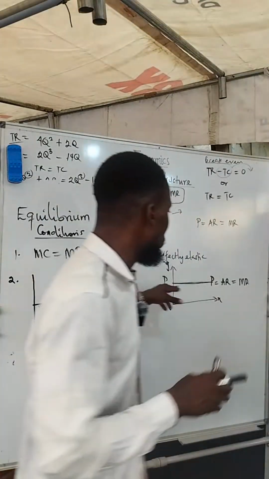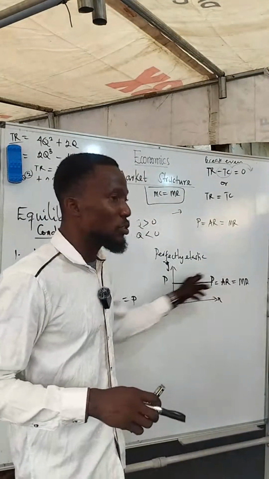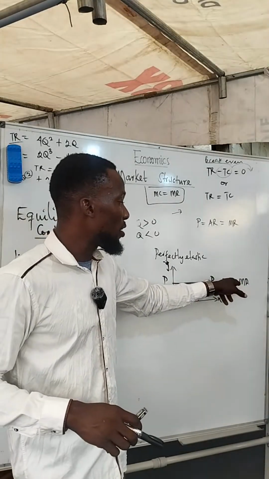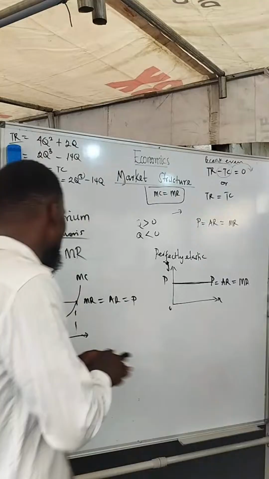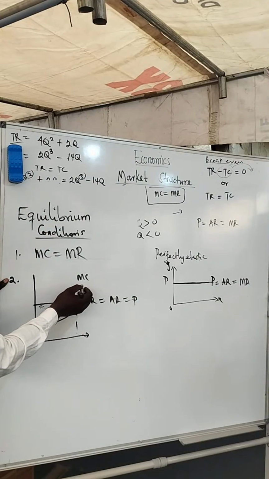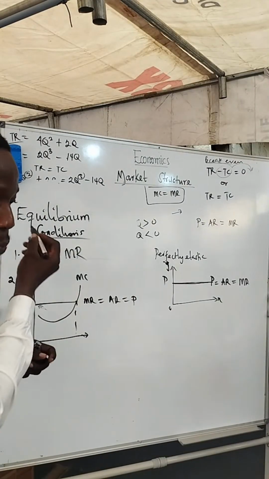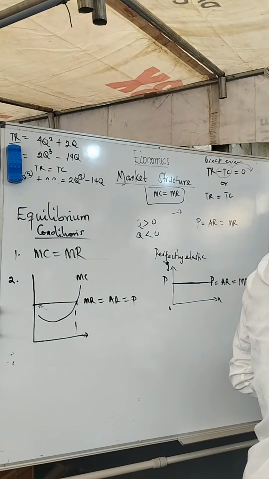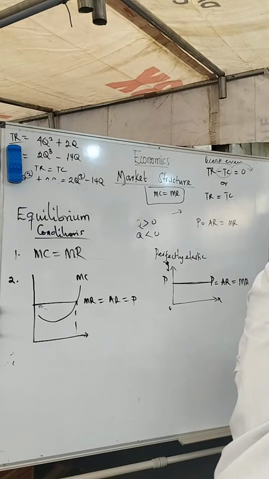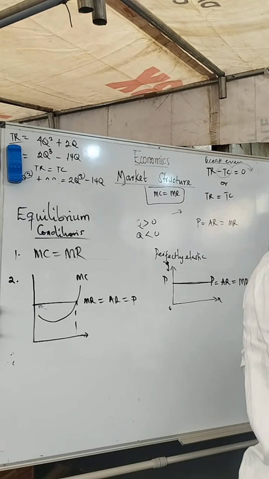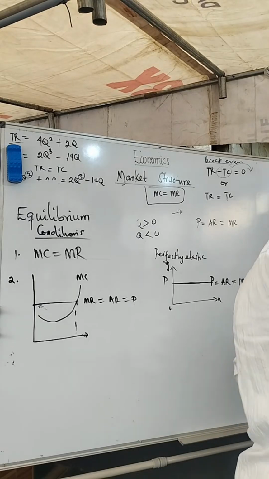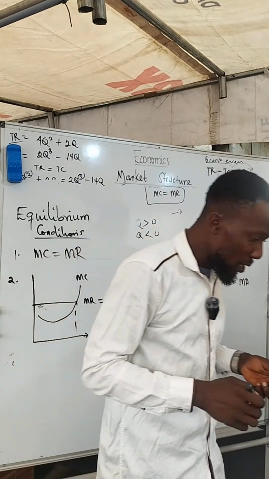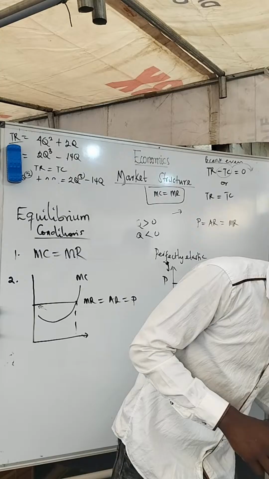You remember that I told you that P equals AR. So this one is your marginal revenue, your average revenue, and your price. And this is your marginal cost. So marginal cost will keep moving until it cuts marginal revenue from below. At that point, you say that the firm is at equilibrium. Are you with me?